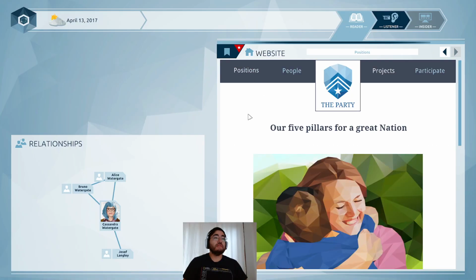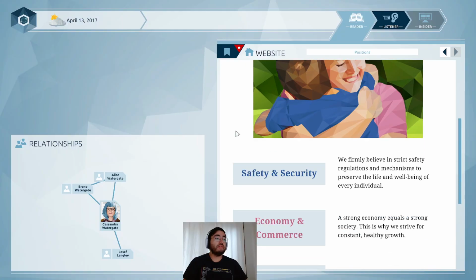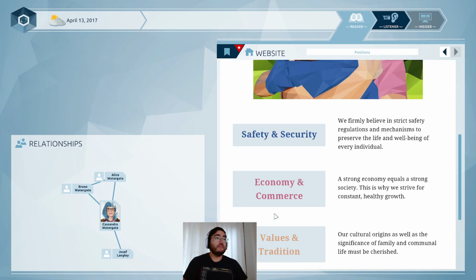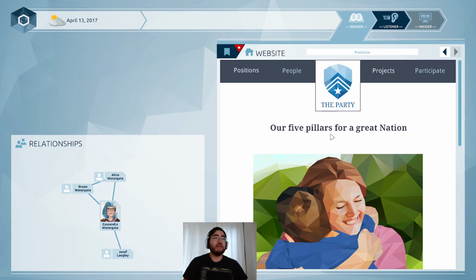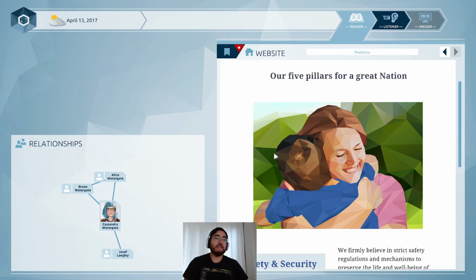Let's click on these, because is there anything else we need to know here? These are their values. 5 pillars for a great nation. So pillars are like the stone pieces that hold up a building. It's hard to explain, but they're like giant poles, usually made of stone or concrete, and they hold up the roof of a building. And so the pillars that hold up the nation is what they're saying.